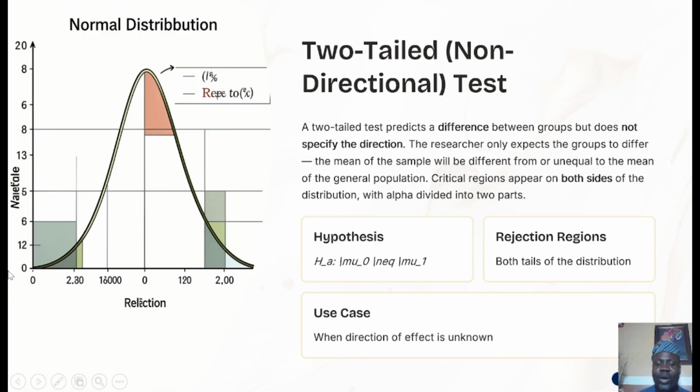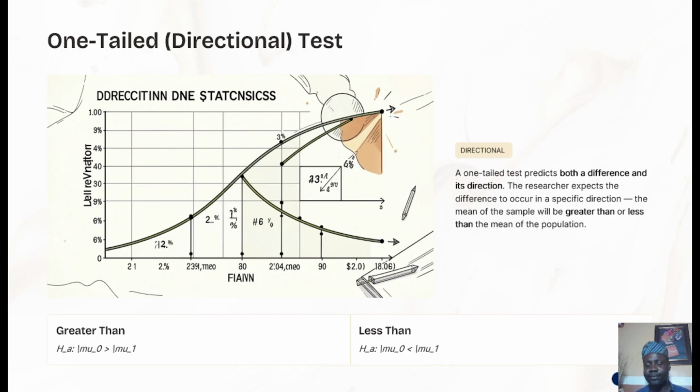So when the direction of effect is unknown, that's when you use the null hypothesis. That means within your thinking, you are not certain where the result will get to. So you can say there is a difference between the groups. You are not saying A will be greater than B or B will be greater than A.